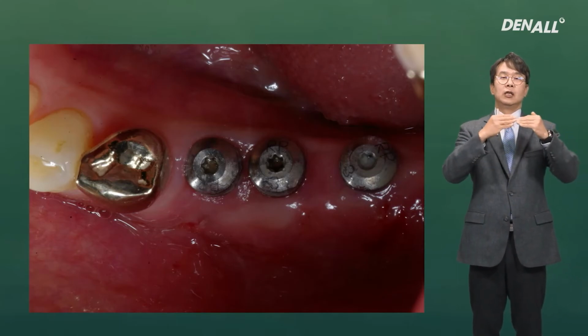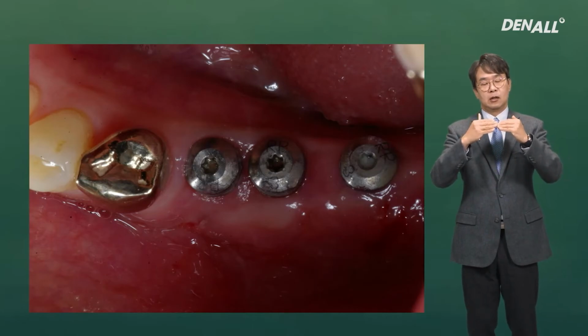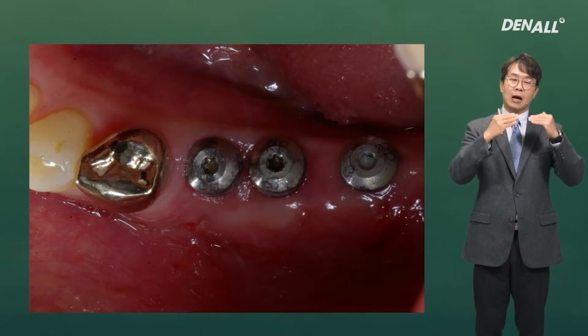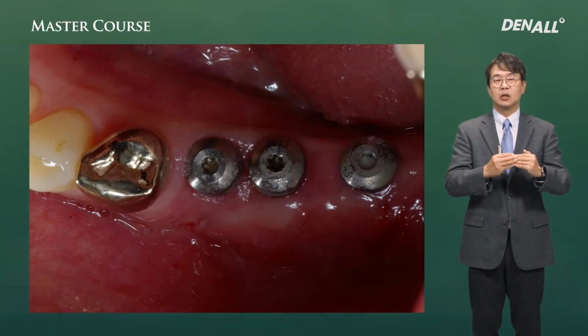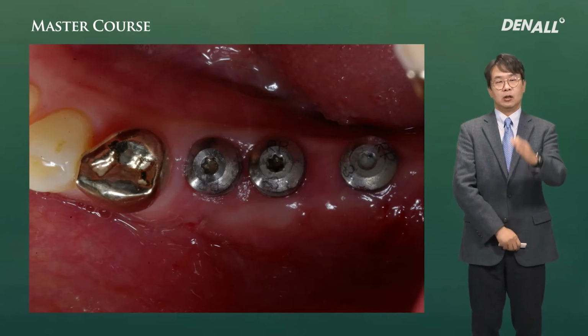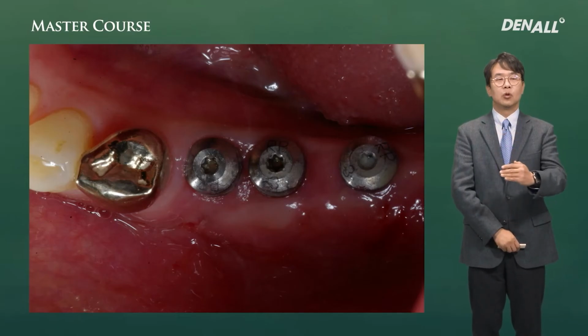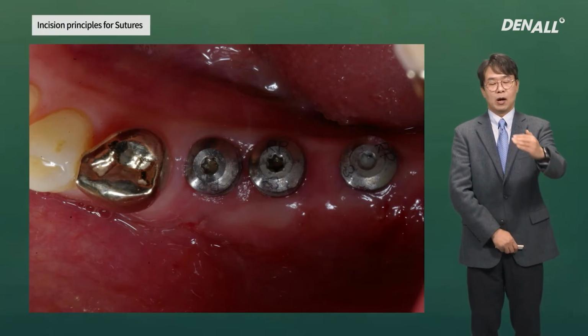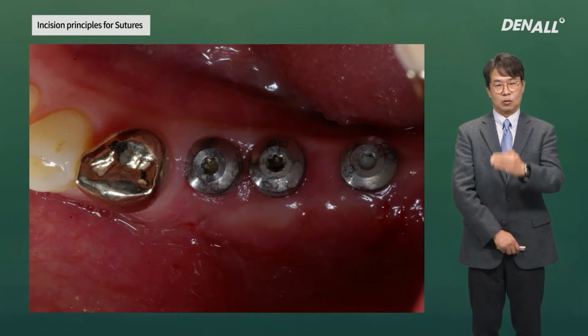For the horizontal incision, it should be made in the keratinized gingiva and over the crestal part. And when you make an incision intentionally, depending on the purpose, you don't have to cut all the way to the periosteum.